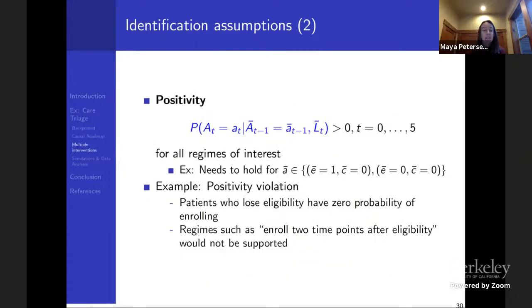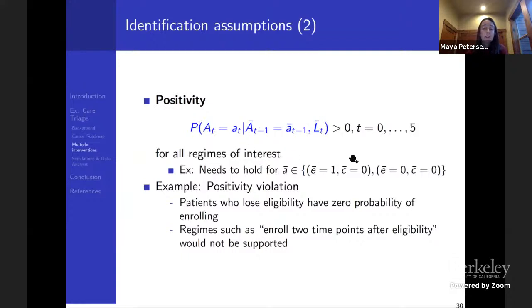We also have an extension of the positivity assumption to this case. In terms of positivity, it's really the exact same idea. It's just that we now need this to hold for every time point that we're intervening on. So for every time point we're intervening on, we need some positive probability of following the regime of interest, given you followed the regime of interest so far. So if we're looking at not enroll, given you haven't enrolled so far, irrespective of your covariate history so far, you need some positive probability of not enrolling. And we need that to hold for all of our regimes of interest.